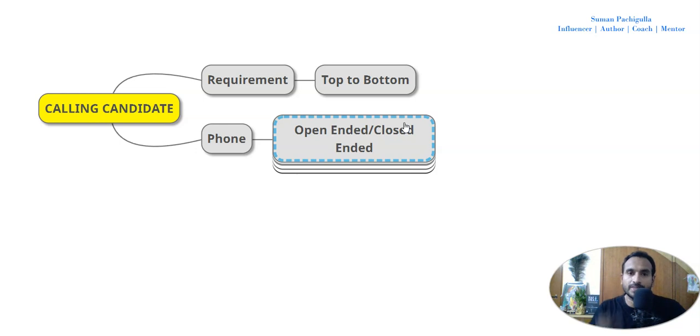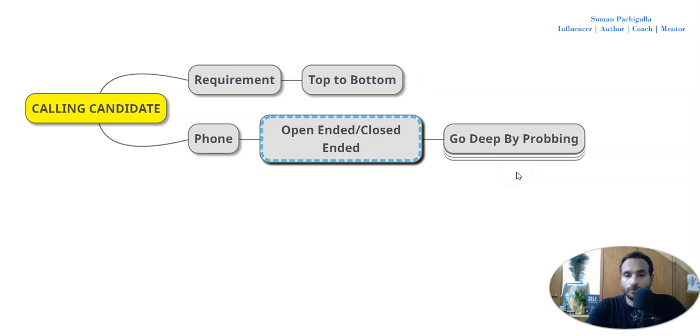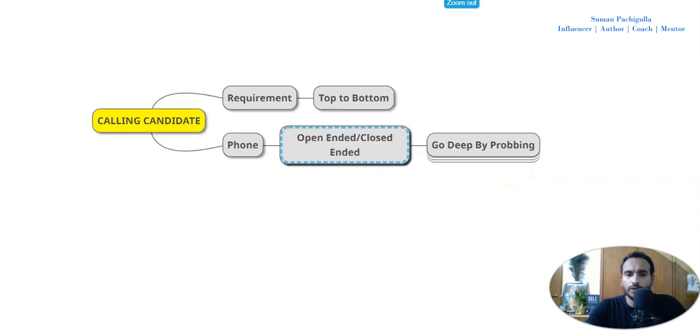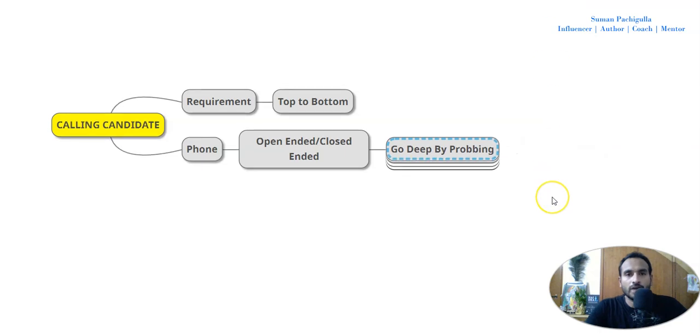Closed-ended is yes or no. Any single-word answer, yes or no, is closed-ended. Open-ended is about getting more into detail, which gets into the more probing side of questioning. When you are probing, what you should focus on is what the person has done and how you are going to get into more detail.